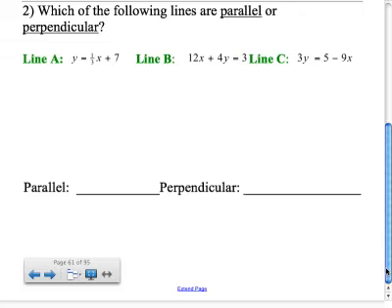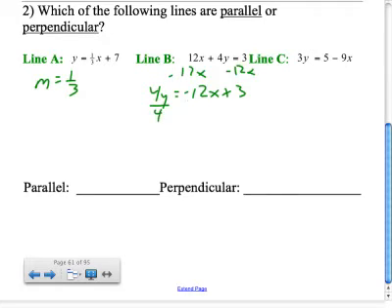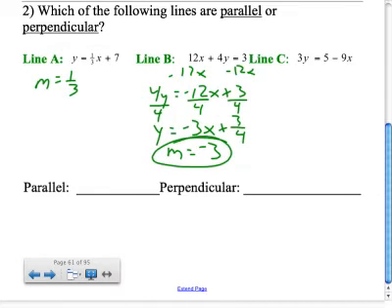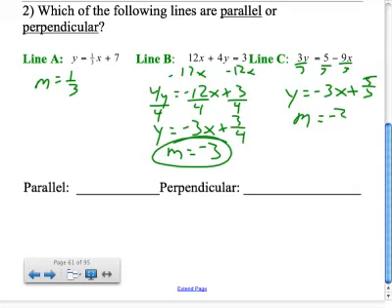So for number 2 here, I would pause the video and work through it on your own and see where you're at. So line A, slope is 1/3. Line B, subtract 12x. You get 4y equals negative 12x plus 3. Divide every term by positive 4. So y equals negative 3x plus 3/4. So your slope here is negative 3. And line C, divide every single term by 3. I'm going to rearrange this a little bit. So y equals negative 3x plus 5 over 3, and your slope here is negative 3.